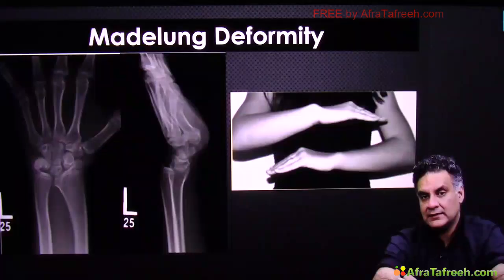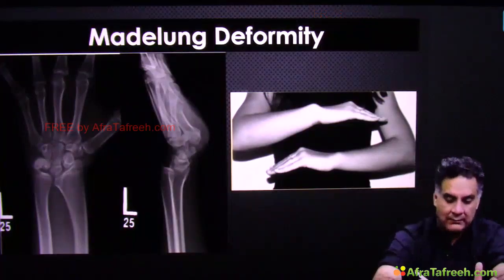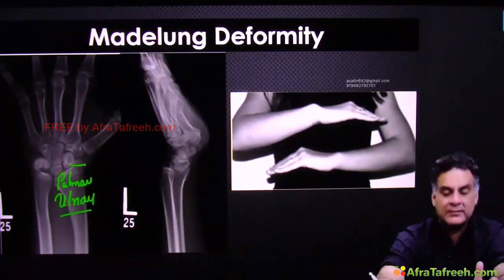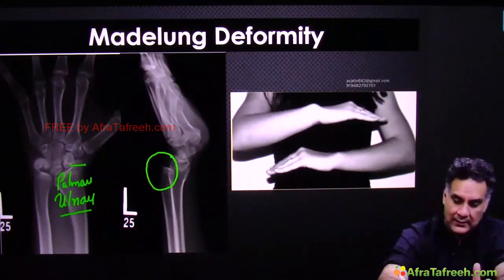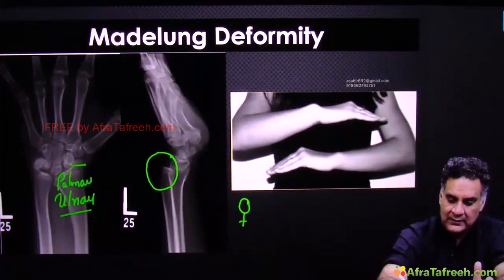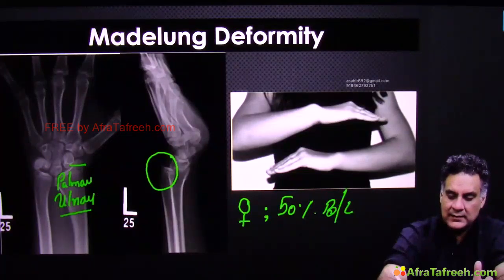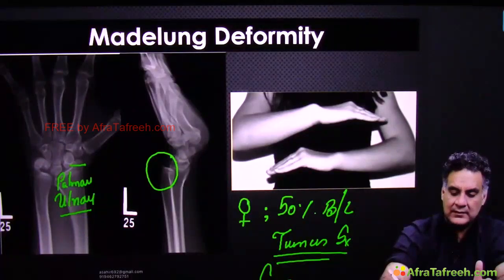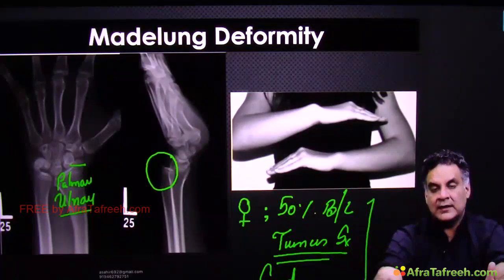Madelung deformity is an abnormality around the lower end of radius, where the palmar and the ulnar aspect of the lower end of radius is less developed. The lower end of ulna becomes more prominent. It is more common in females. 50% cases are bilateral. It is associated with Turner syndrome. It has good results. Nothing much is required, normal functions. Madelung deformity.